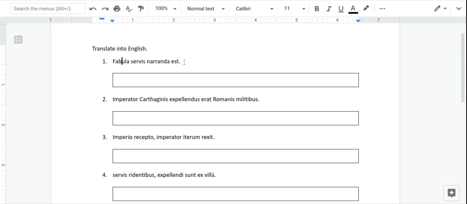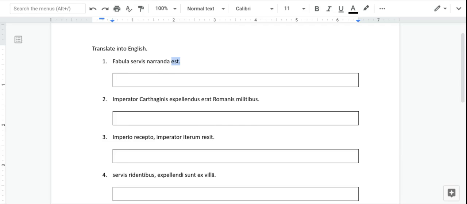The story must be told or narrated by the servants. All right, so -ND is the future passive participle, and the verb to be equals must be. So the story must be narrated by the servants. You get the must be out of the fact that this participle is partnered with the verb to be, and in the present tense. Est is the present tense of the verb to be.